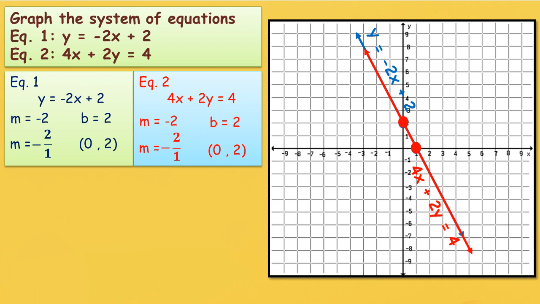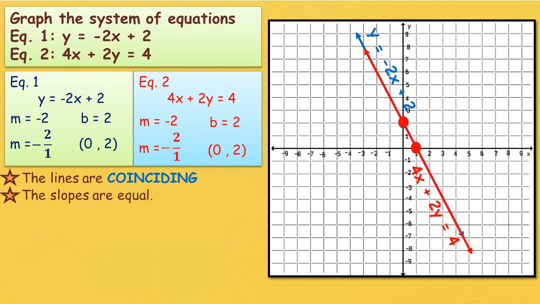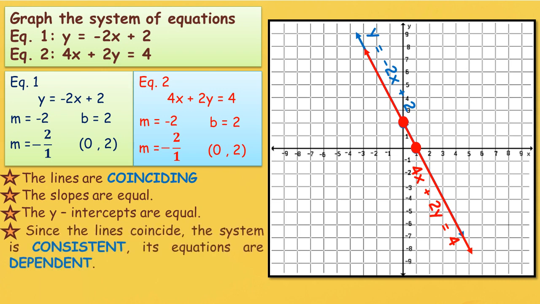Let us observe the graph of the 2 equations. Ano kayang mapapansin natin dyan? Una, the lines are coinciding. Pag sinabi natin coinciding, magkapatong yung dalawang equations or parehas sila ng dinaanan na mga points. The slopes are equal. As we can see, the slope of the first equation is negative 2 and the slope of the second equation is negative 2 also. So the slopes are equal. The y-intercepts are equal. Ang y-intercept ng first equation ay 2, ang y-intercept ng second equation ay 2. So they are equal.